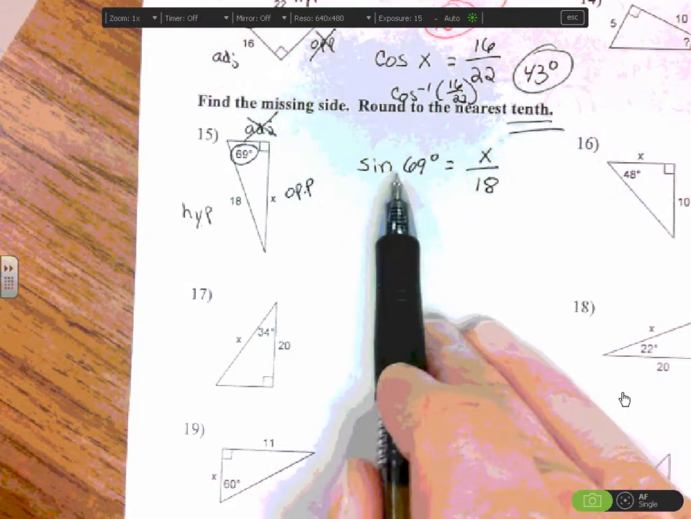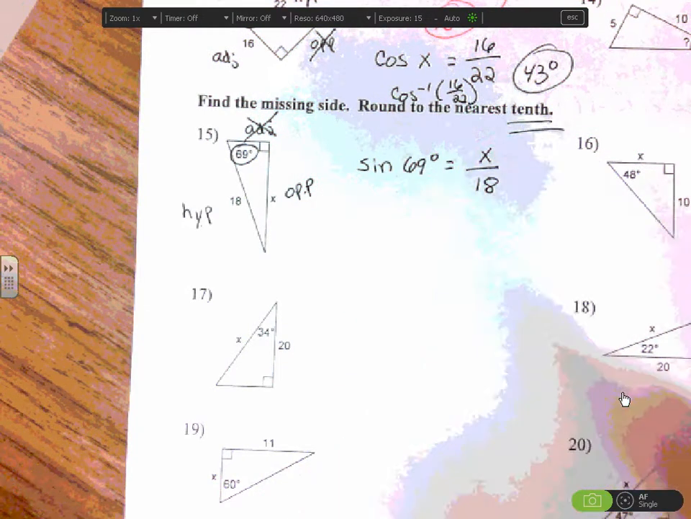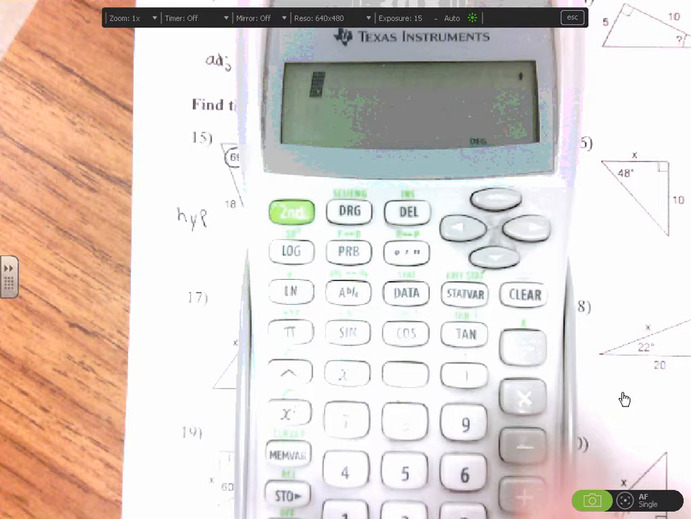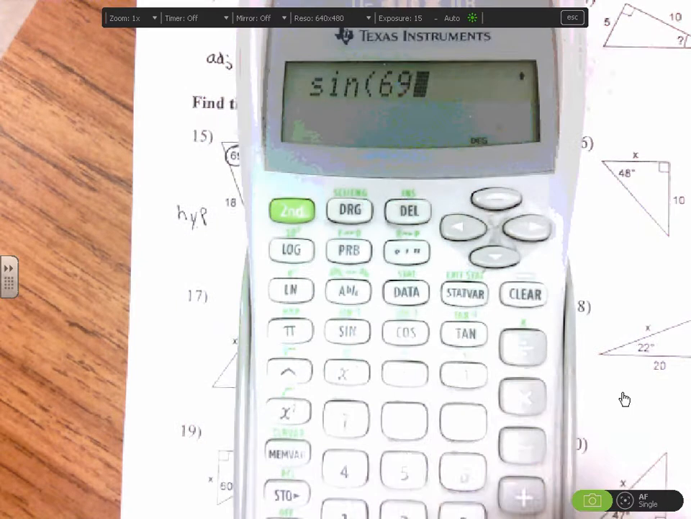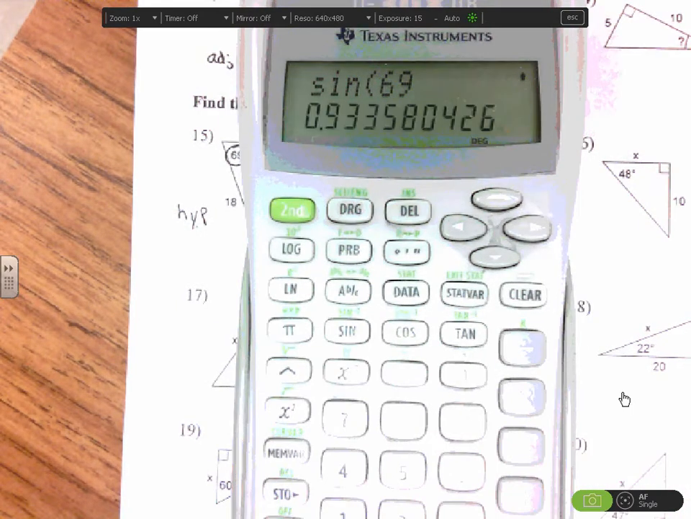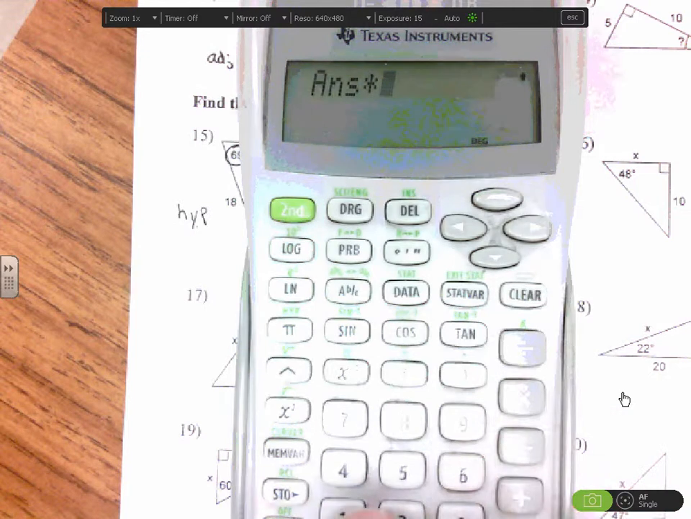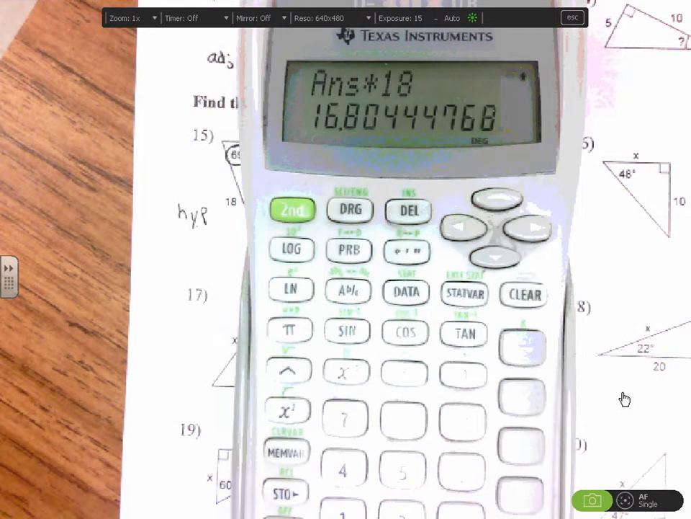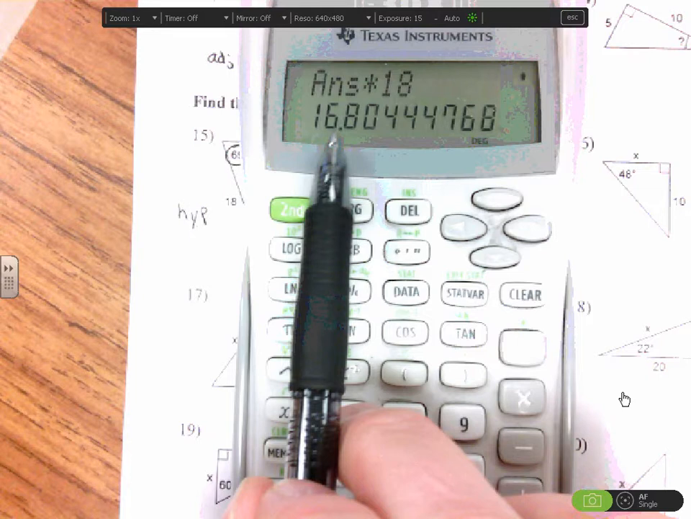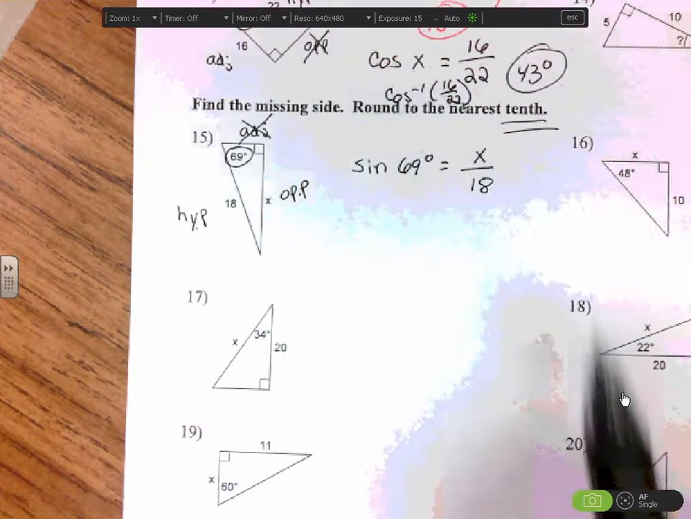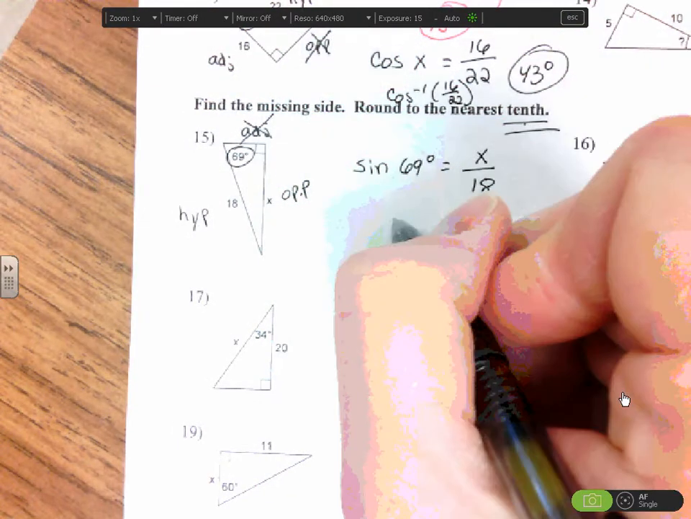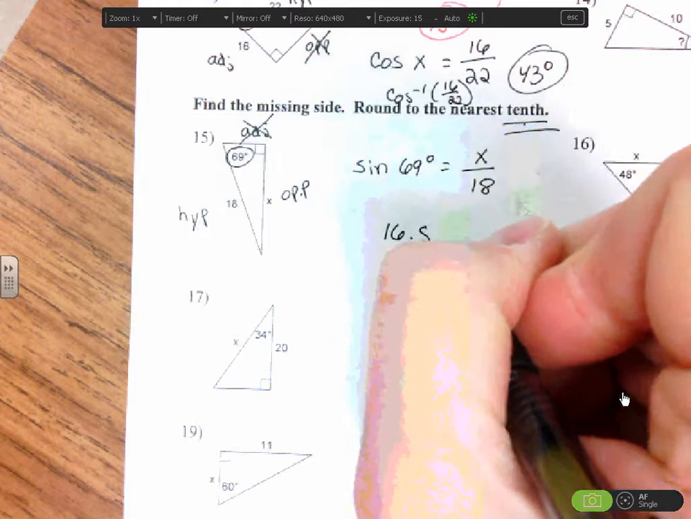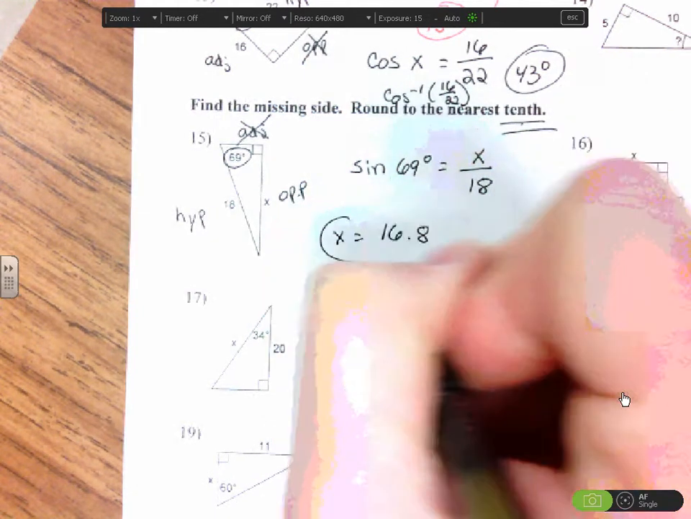So what I do here to solve this is the sine of 69 times 18. So in my calculator, the sine of 69 is that decimal, 0.933. Multiply that by 18. 16.80 to the nearest tenth, like I want here. So I just want 16.8, and that's what x would equal.